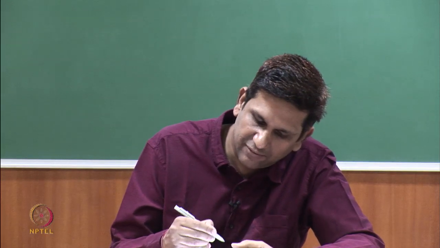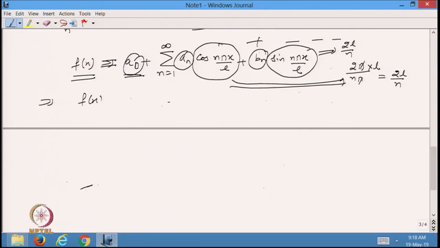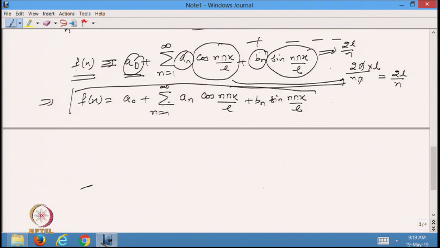So, to start with, I have my f(x) equals a0 plus summation n from 1 to infinity of an cos(n pi x by L) plus bn sin(n pi x by L). So, this is the series I am considering now. I will call it 1, where x belongs to minus L to L.